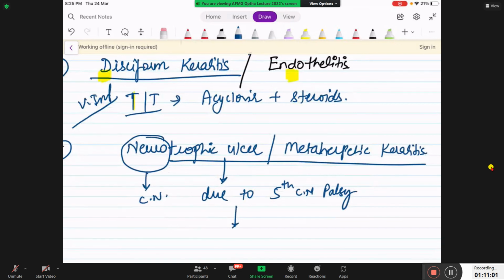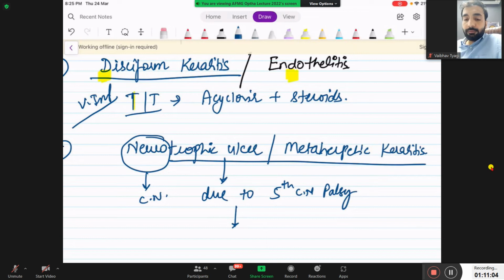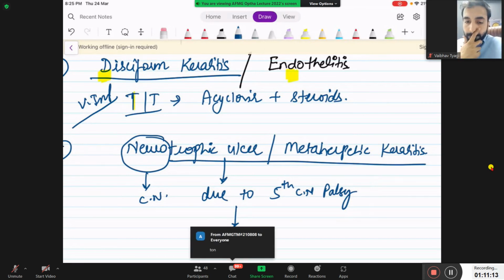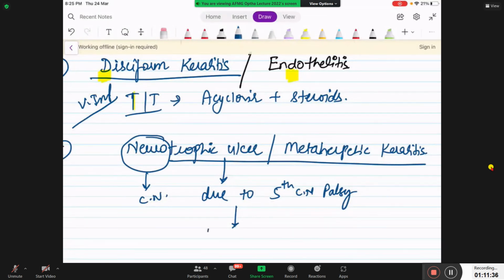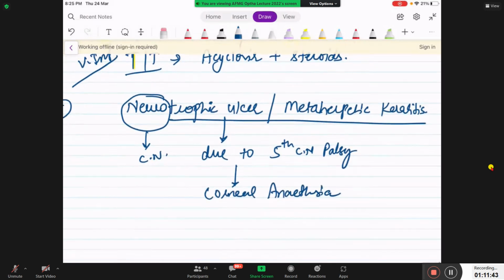Can you tell me, what was the mnemonic for corneal nerve supply? LGB was for neurons, first order neurons, second order neurons. TON was the mnemonic, where T was trigeminal nerve, right? So if there is any palsy of the trigeminal nerve, what will happen? There will be no nerve supply to the cornea, right? And there will be a situation called corneal anesthesia.